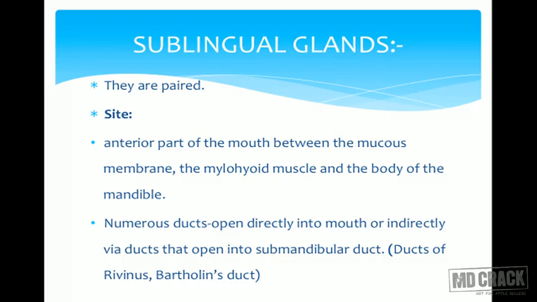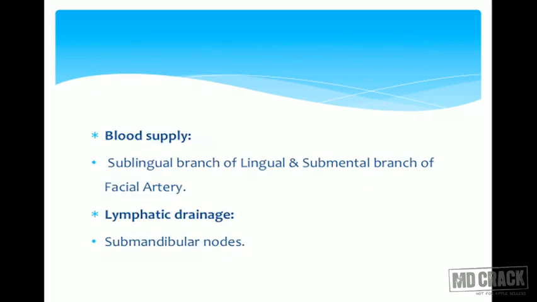They are generally paired. They are located in the anterior part of the mouth between the mucous membrane and the mylohyoid muscle and the body of the mandible. Numerous ducts open directly into the mouth, or indirectly we have ducts that open into the submandibular duct. These are the ducts of Rivinus or Bartholin's duct. Blood supply is from the lingual artery and the submental branch of the facial artery. Lymphatic drainage is through the submandibular nodes.